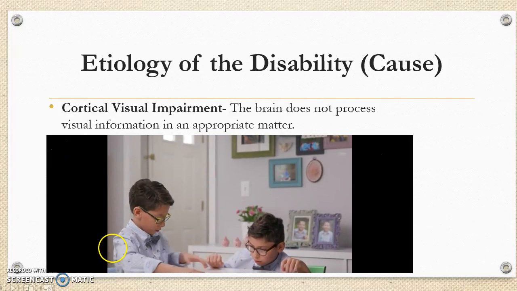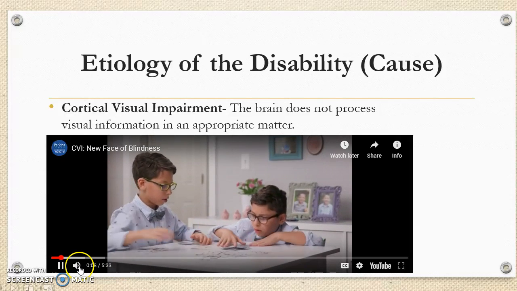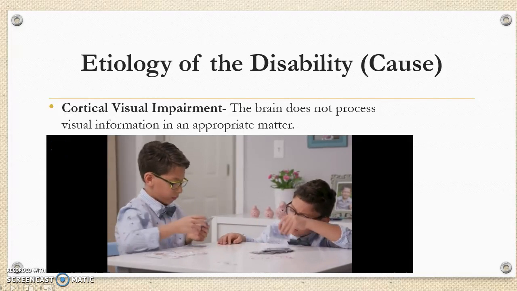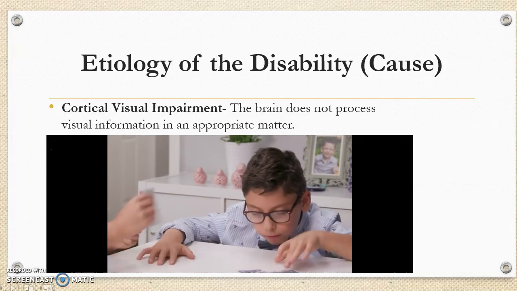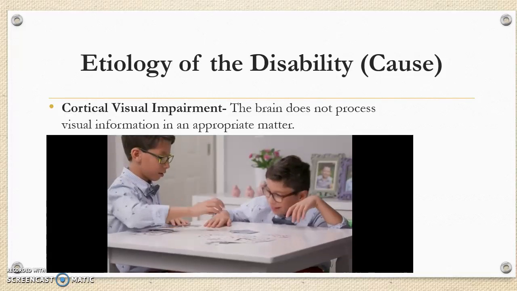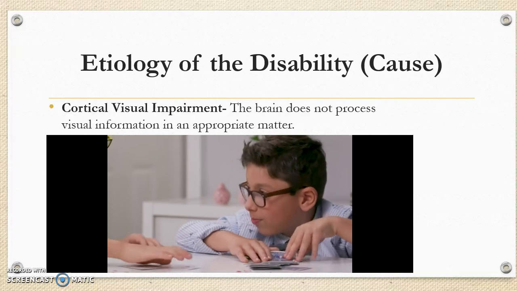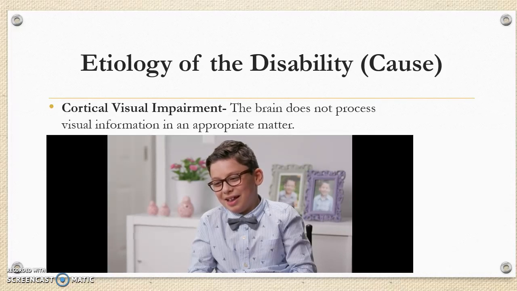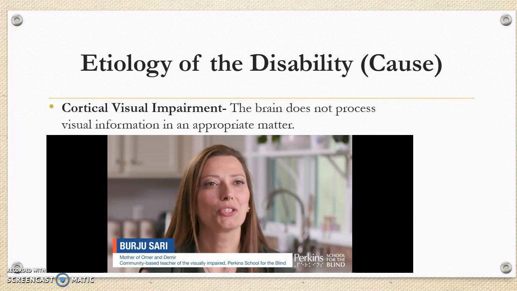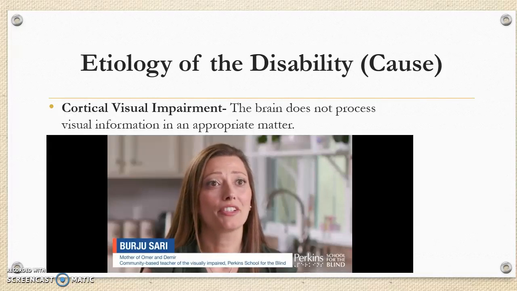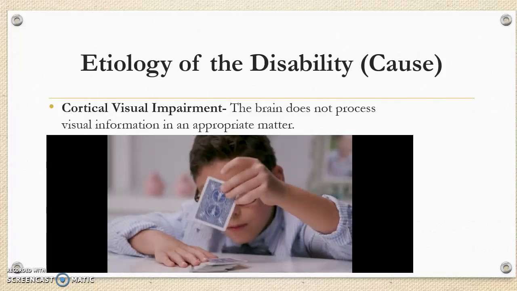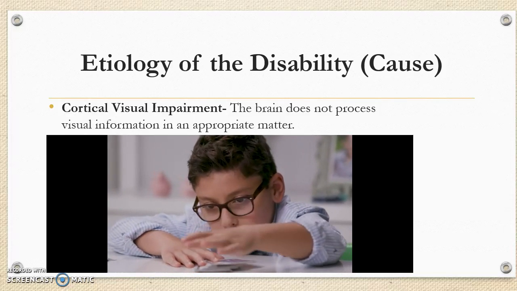Omer and his brother Demir play cards in the living room. My name is Omer and I'm 8 years old. I am Burju Sara. I'm the mother of Omer and Demir. I'm Matt. I'm the father of those 2 double troubles. Omer has CVI and cerebral palsy.